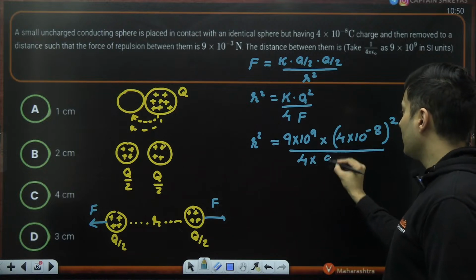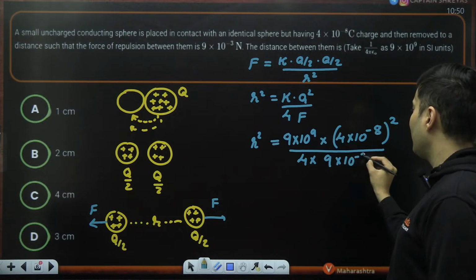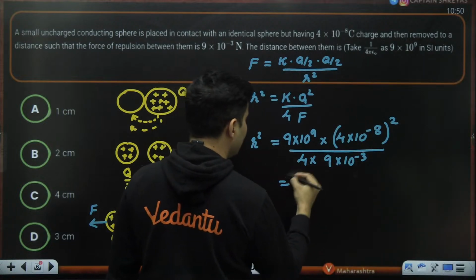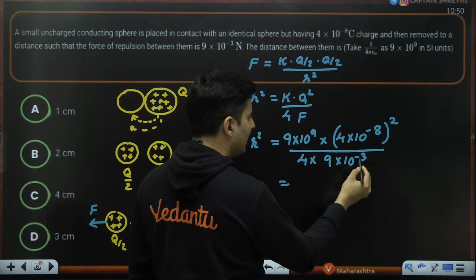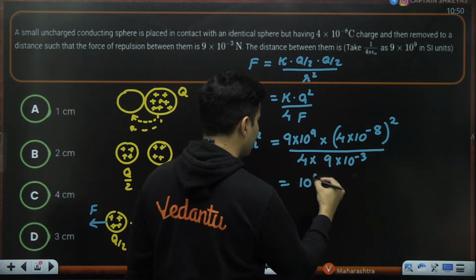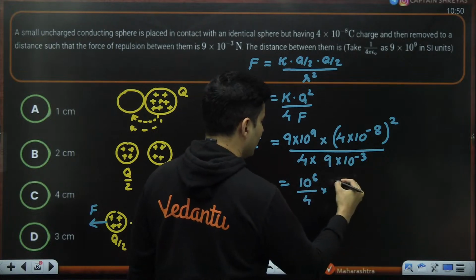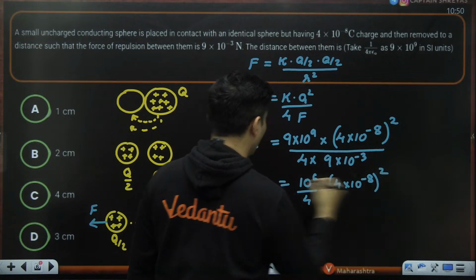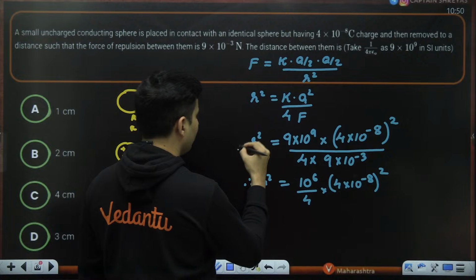The force is 9 into 10 to the power negative 3. Now, as you can see, 9 will get cancelled. 9 and minus 3 will become 10 to the power 6. This is 4. And this will become 4 into 10 to the power negative 8. And this is the whole square. That is r square, please mind it.